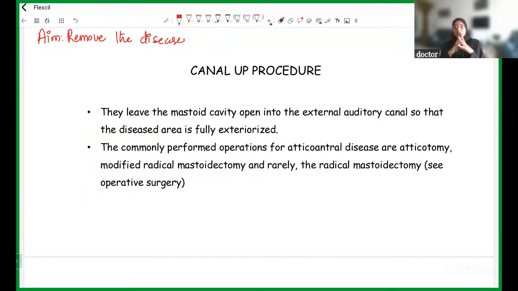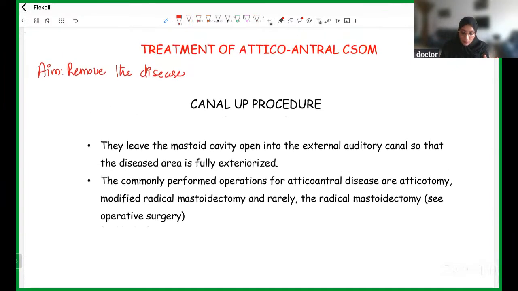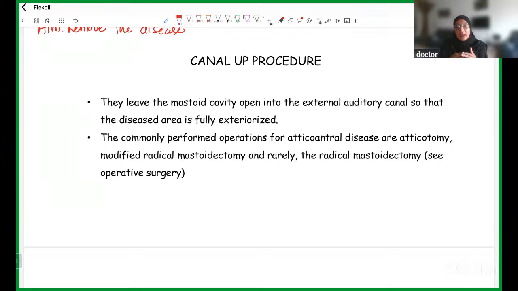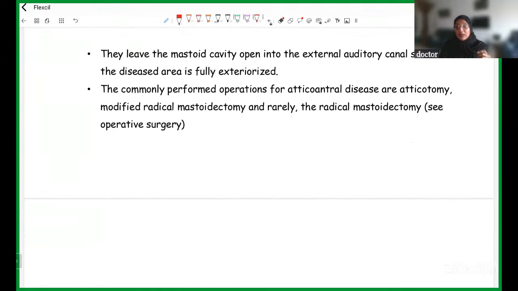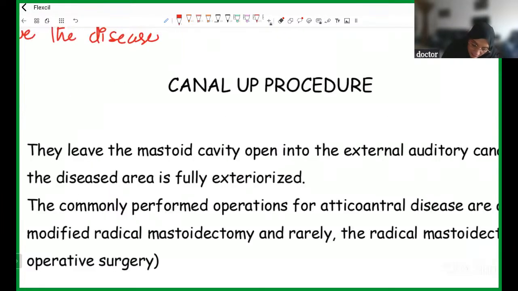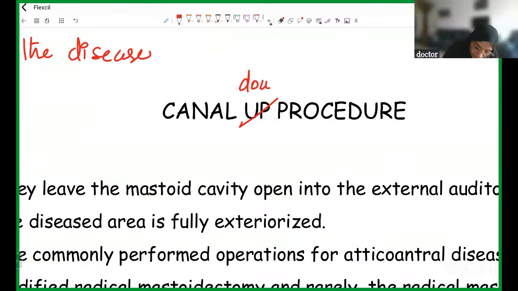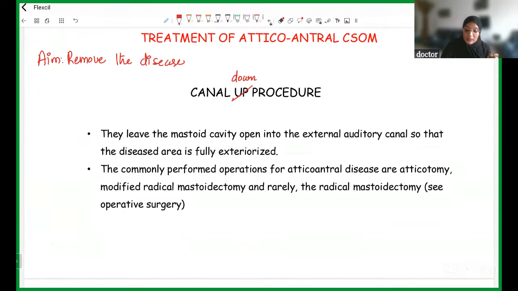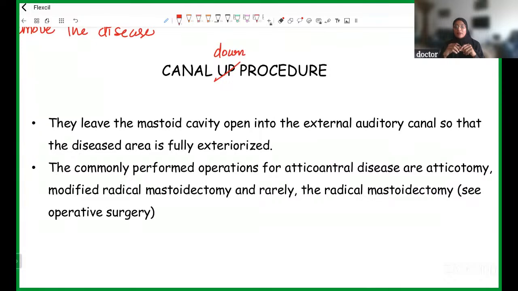Now, there are two types of surgical procedures that are done to deal with cholesteatoma. One is called the canal wall down procedure and the other is the canal wall up procedure. In the canal wall down procedure, they leave the mastoid cavity open in the external auditory canal.